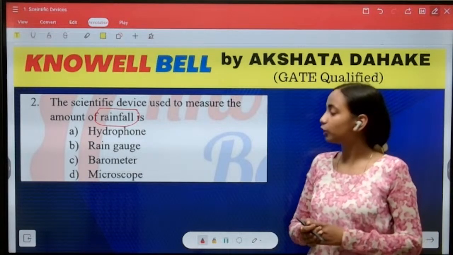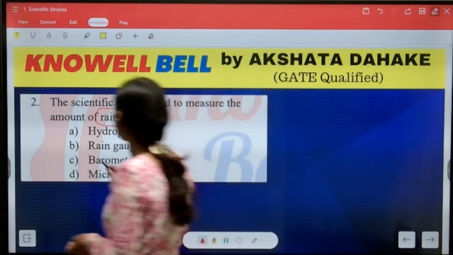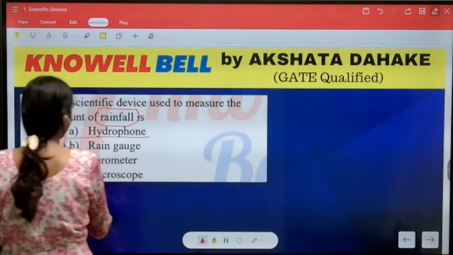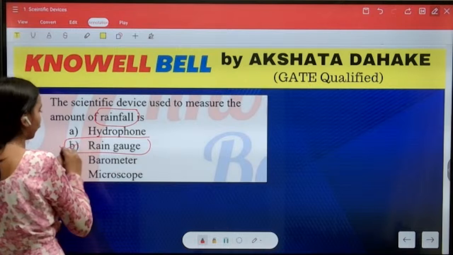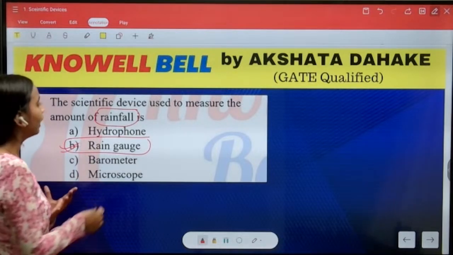Correctly answered, Raman. We use option B. Very good, everyone is answering correctly. Rain gauge. Rain gauge is used to measure the amount of rainfall. We measure the amount of rainfall with the help of rain gauge.